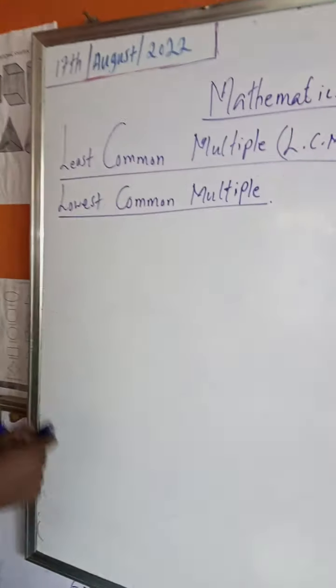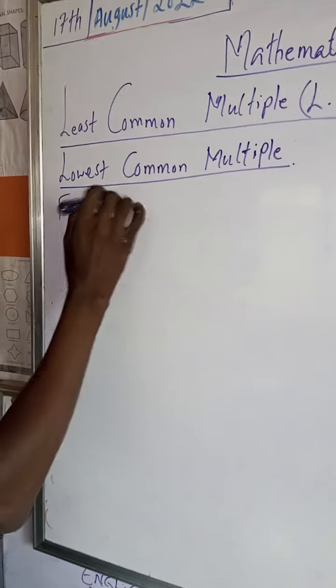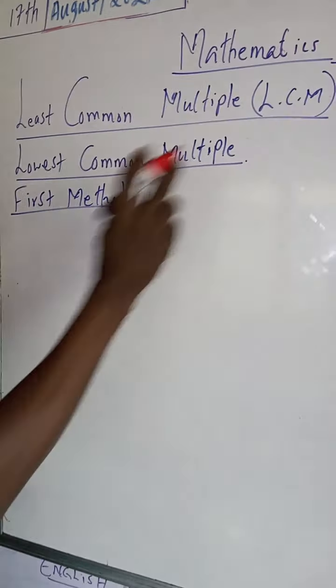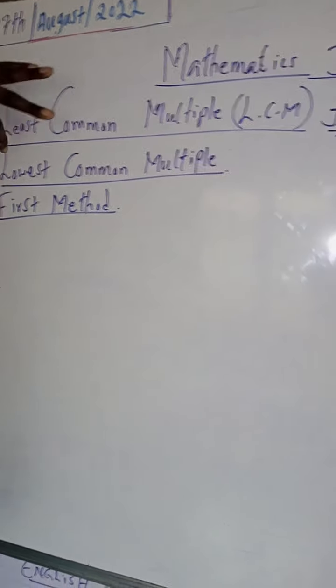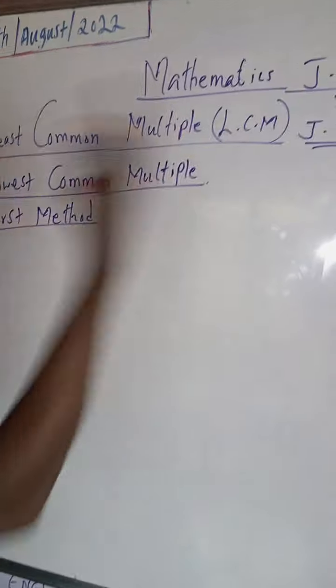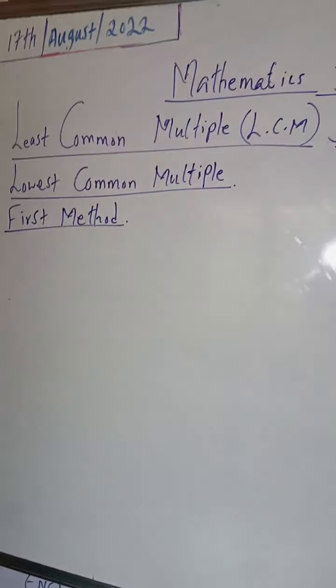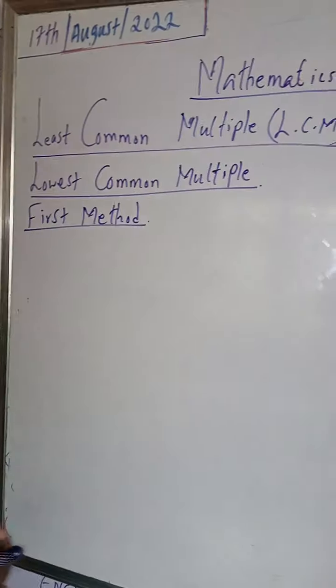Now let's quickly go into the first method. We are going to rush through. Now, when you want to find the least common multiple, the first thing that you look at, like you are starting from the back, is what is multiple?